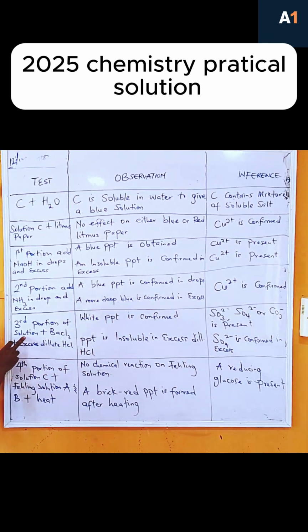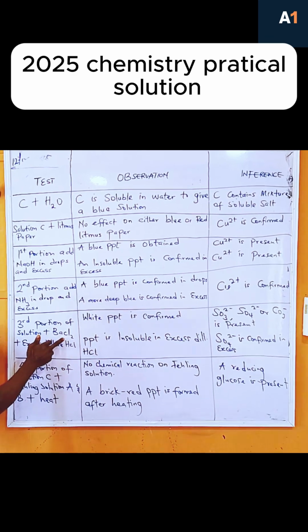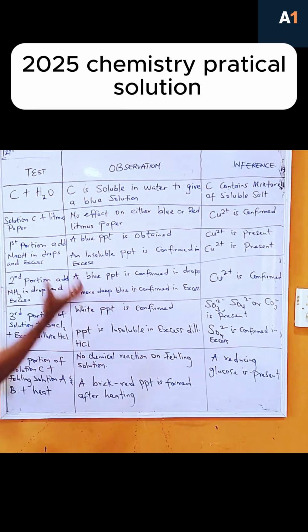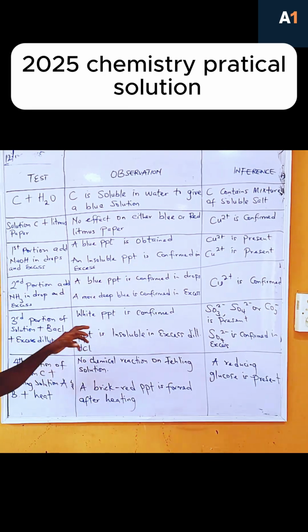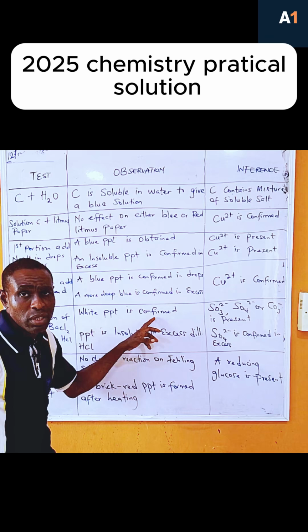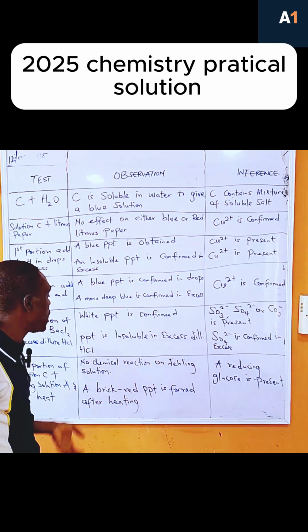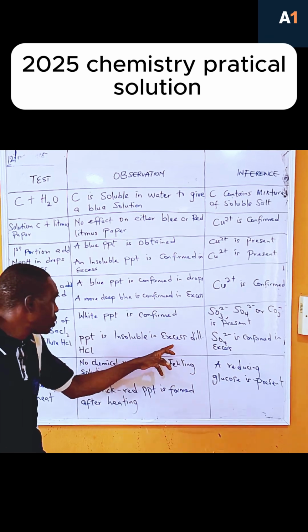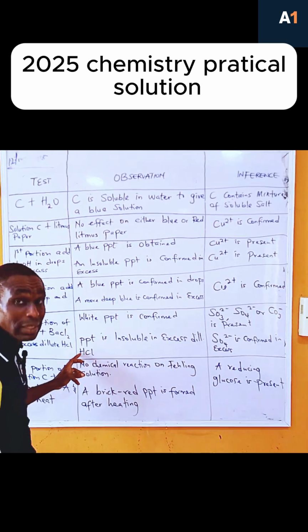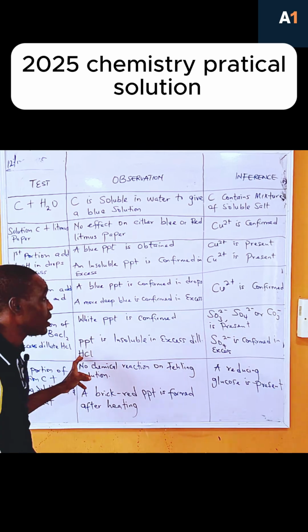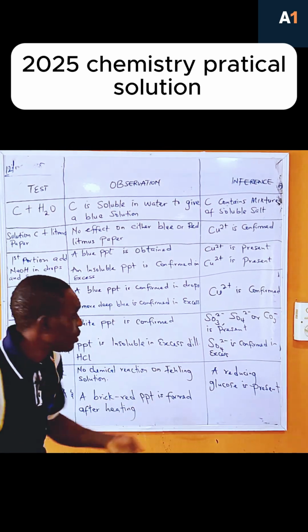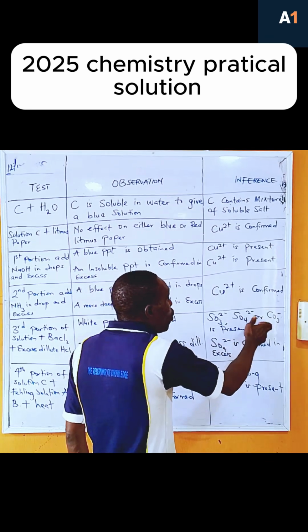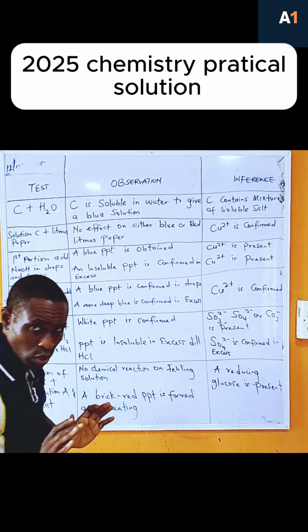The first thing we do, we add barium chloride. Then after that, we add HCl, which is hydrochloric acid, in SS. Now we observe a white precipitate, confirmed. The precipitate is insoluble in SS of hydrochloric acid. It's not soluble, whether it's drop or SS. So that makes us suspect these ions: SO3, SO4, and CO3. Now we are going somewhere.